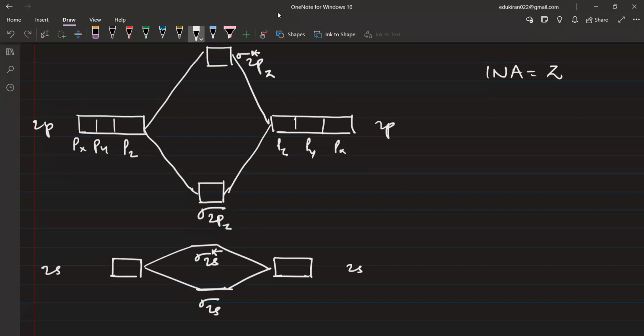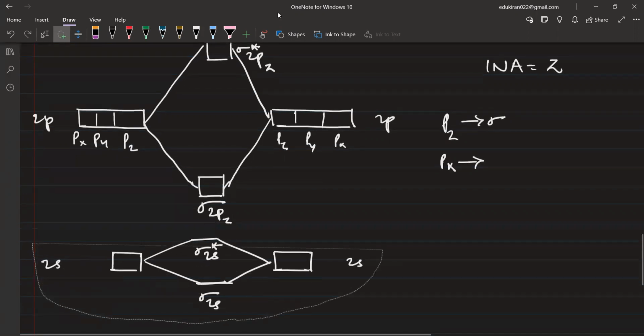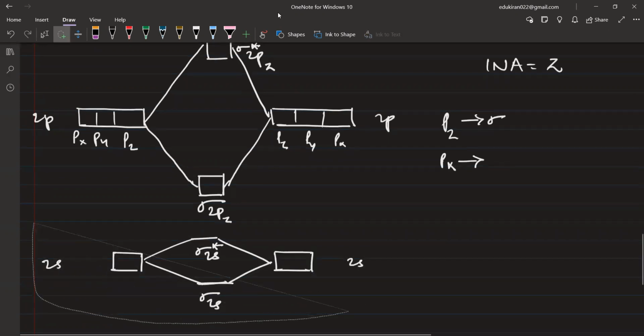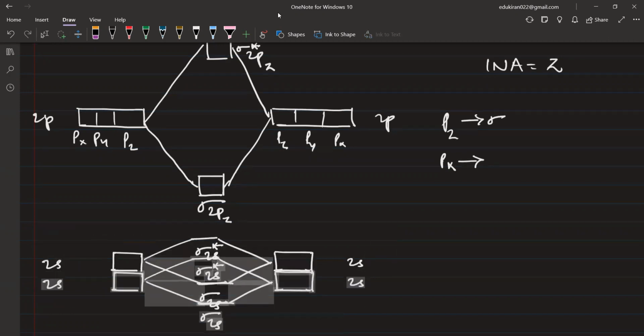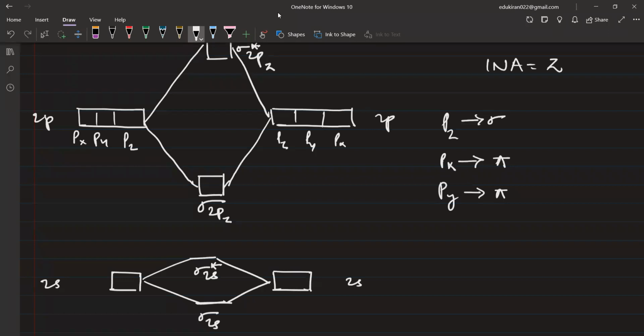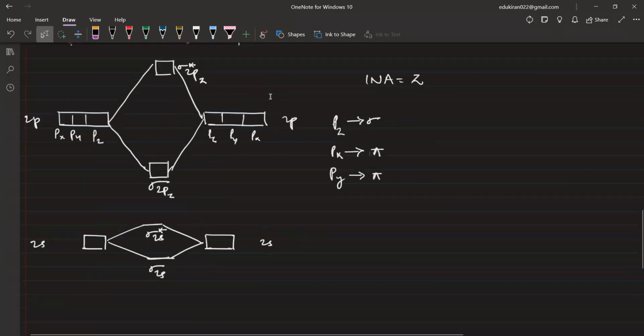Now, from the px and py. So pz is going to form sigma. What will px form? Sigma or pi? Tell me, guys. Pi. Yeah, very good. It is going to form pi. And what about py? What will py form? Pi. Yes, very good. px pi and py pi. So, did everyone understand this or not? Please tell me. If you do not understand, I will give you a quick revision.